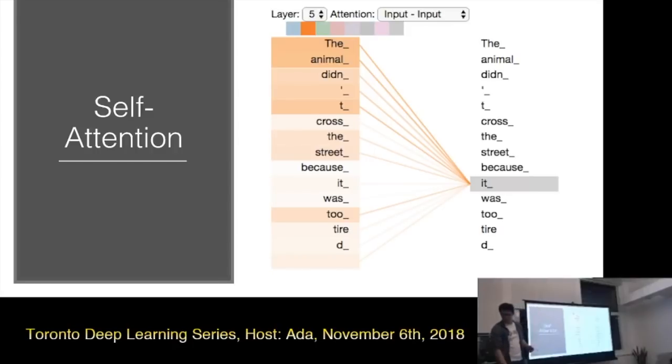Let's say I want to understand this sentence here. The animal didn't cross the street because it was too tired. What does it refer to? Obviously, we can do some analysis and say it refers to animal. But that's quite a difficult task for a machine learning model to learn. What self-attention does is allow words to learn relationships with all other words here. So using self-attention, the model can learn that it here has a very strong connection with animal. And that helps the model learn a representation.